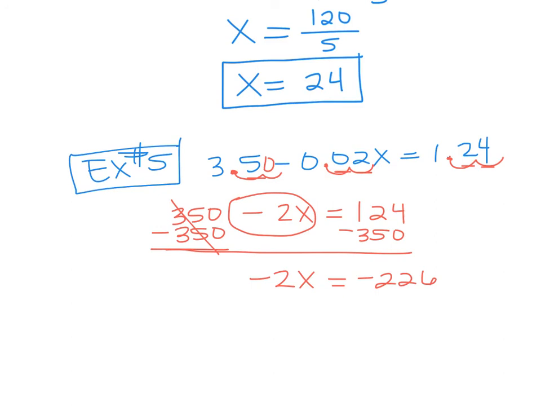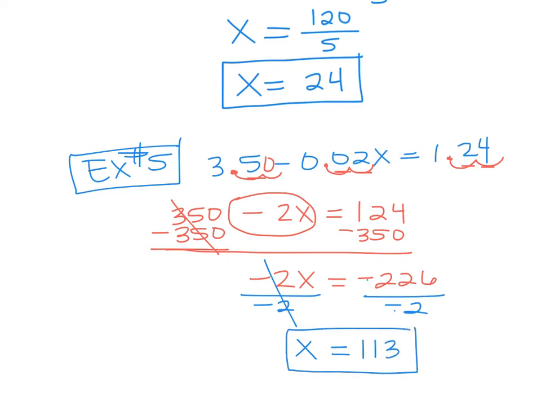Okay, what's my next step? You're going to divide by negative 2 on both sides. So this is gone, and I get x equals, is this going to be a positive or negative answer? Positive, because it's a negative divided by a negative, right? So it's positive, and then 226 divided by 2 is 113, and that is your answer, okay?